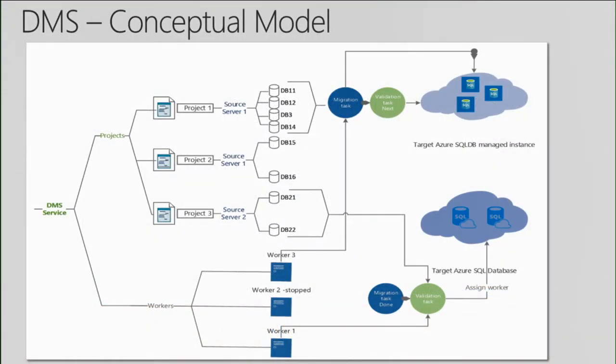This is just a conceptual view of how the DMS works. I won't go too deep into it. On the left-hand side, you're looking at various projects, typically based on the private preview customers that we are dealing with, and based on their feedback saying, hey, I want to be able to group certain databases together in certain projects, and I want to be able to run tasks all the way from discovery till validation. I should be able to do any of these things in any way.